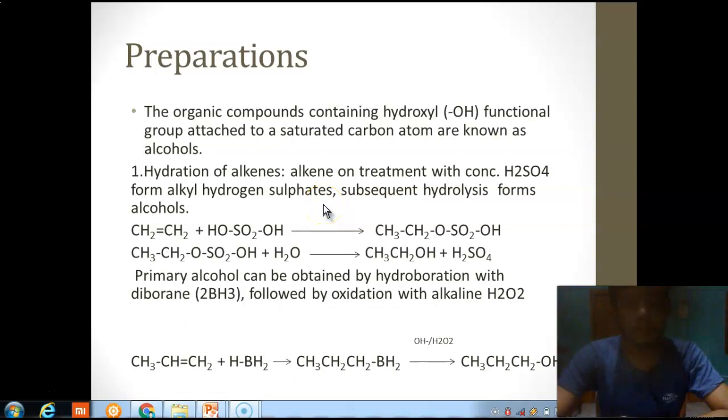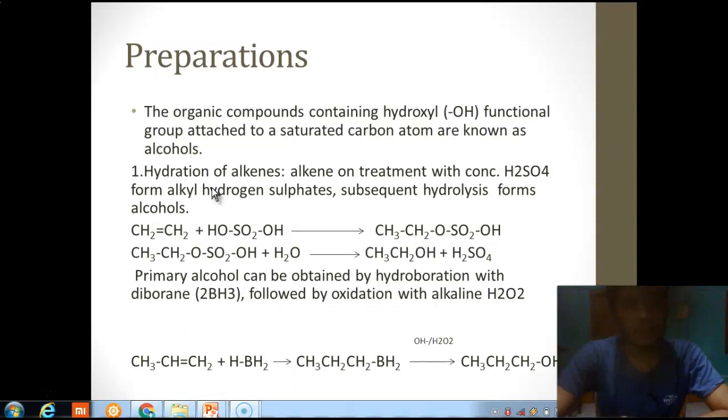So first we have to know what alcohols are. The organic compounds which contain a hydroxyl or OH functional group attached to a saturated carbon atom are known as alcohols. So we know what alcohols are. Let's see the methods of preparation.